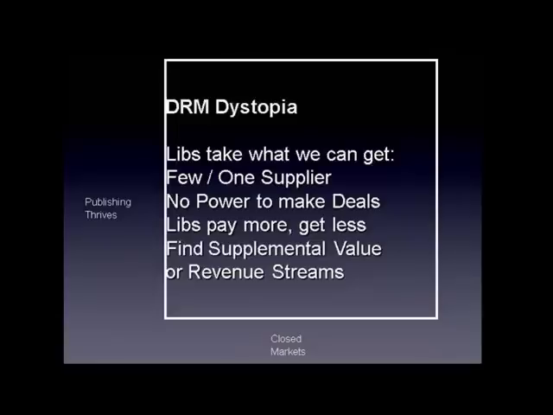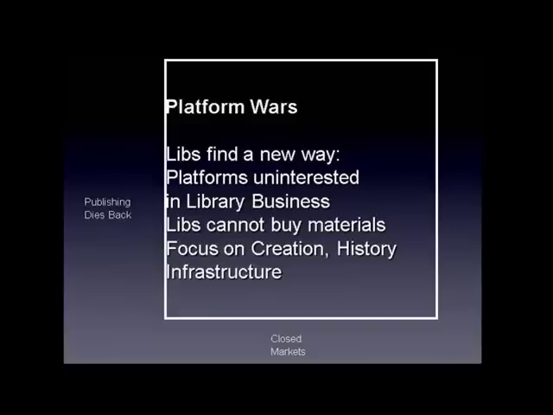So let's look at each one of these in a little bit more detail. What happens if libraries wind themselves in a DRM dystopia? We take what we can get, which means few suppliers, sometimes only one supplier. We have no power to make deals. We're paying and getting less. Boy, do we ever know that now as we're trying to deal with the options that are available to us. And we try to find supplemental value or alternate revenue streams to be a part of this, okay?